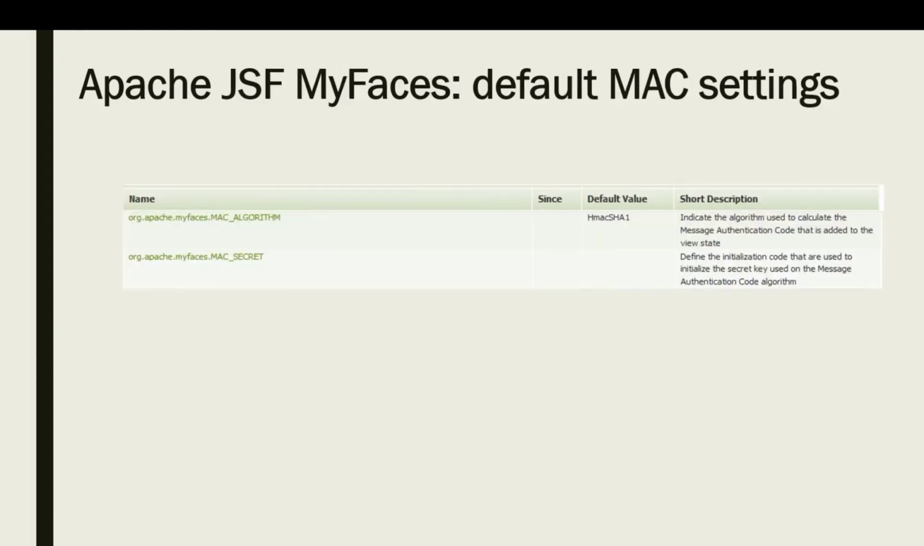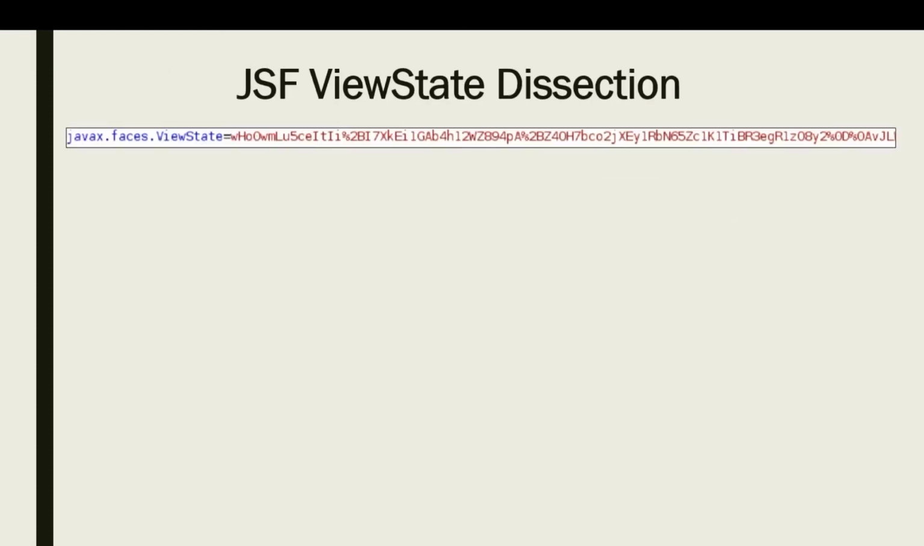Among the crypto settings of Apache MyFaces, there is also an option indicating the algorithm used to calculate the message authentication code, protecting the view state from tampering. The default value is HMAC SHA-1. Now we have all the pieces to attempt an attack against a web application developed with the MyFaces framework that makes use of encrypted view state values. Let's see step by step how to proceed.